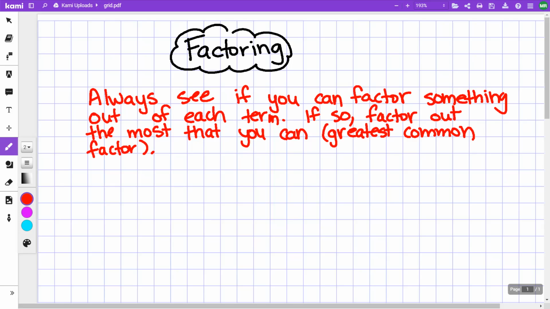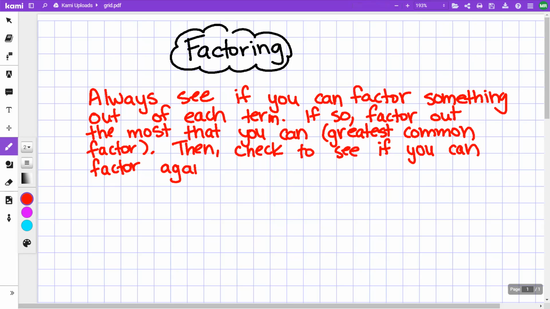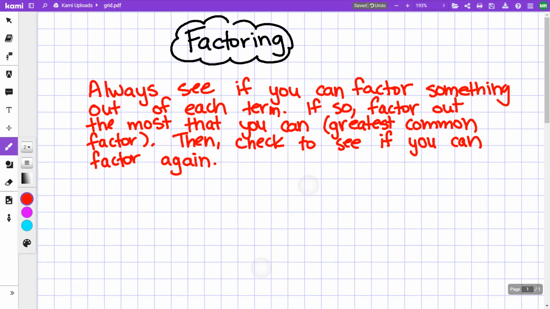Once you do that, you always want to check to see if you can factor again. Now, assuming that we cannot factor something out.